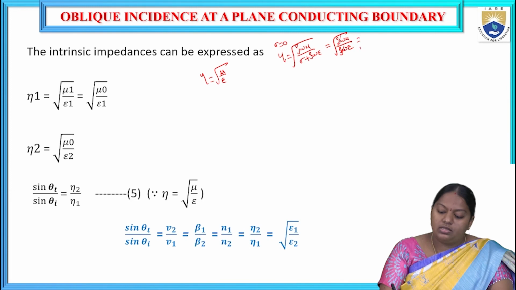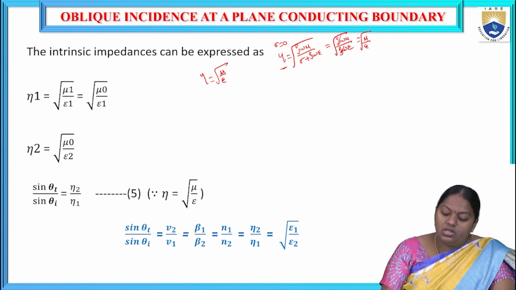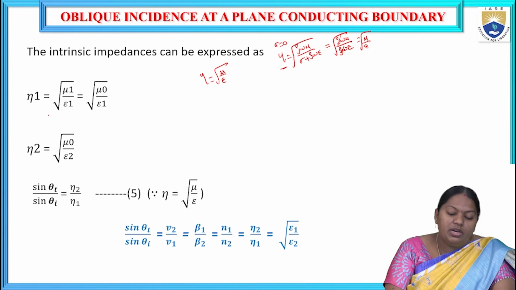This gets cancelled. Root over mu by epsilon is left out, which is the formula for the intrinsic impedance of a lossless dielectric medium, or perfect dielectric medium, right? So in general, this is the formula. Now we want to calculate it for medium 1 and medium 2 separately. Hence, eta 1 can be written as root over mu 1 by epsilon 1.